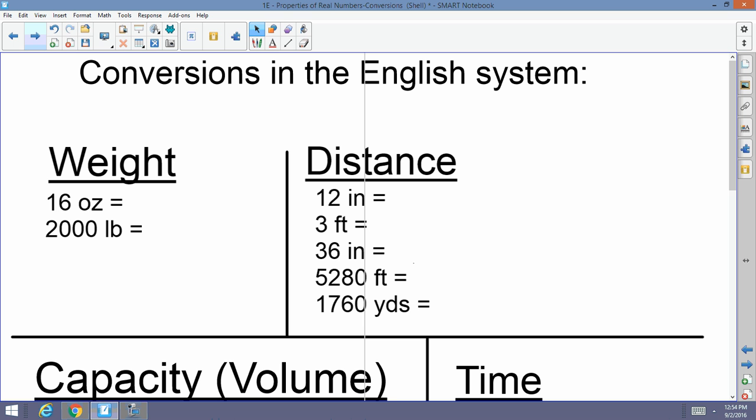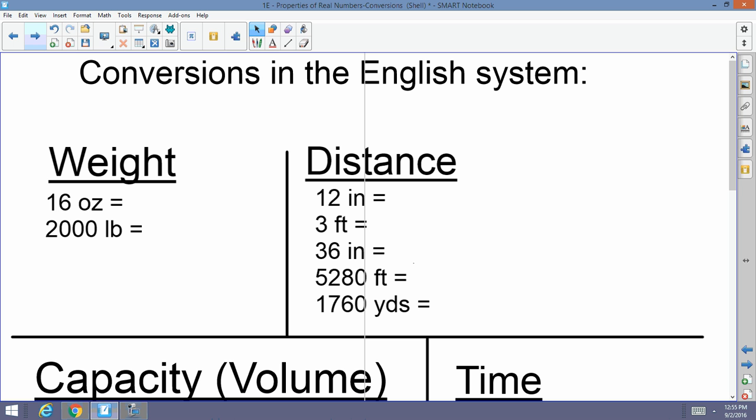Conversions in the English system. I know that you've seen this a lot, but I also know that a lot of times people forget. These conversions are very important, and hopefully I'm going to make this real easy for you. So let's look at the different conversions of the English system.